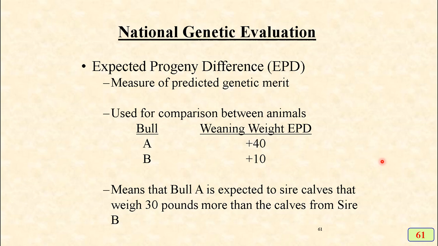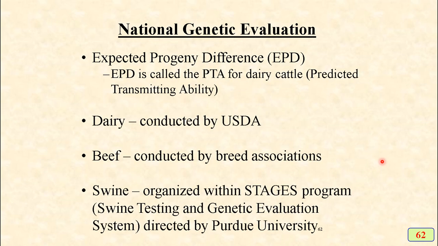Suppose there are bulls A and B, whose weaning weight expected progeny difference is plus 40 for A and 10 for B. This means that bull A is expected to sire offspring that weigh about 30 pounds more than the offspring from sire B. So these types of calculations can be predicted using the expected progeny difference.